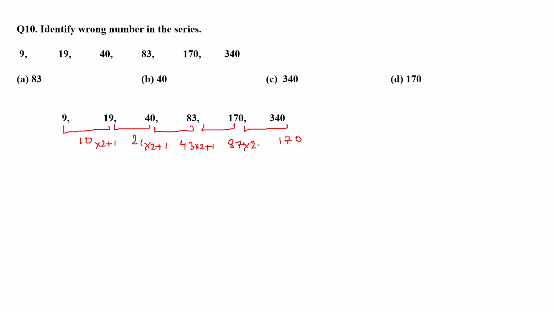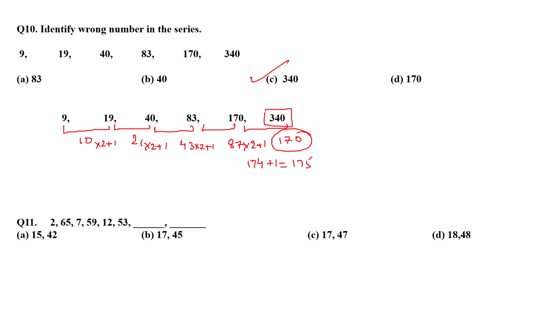87 into 2 and plus 1 if I do, 87 into 2 is 174 plus 1, which is 175, but here it is given 170. It means this is the wrong number in the series. So C is the option. Next, moving to the next question.